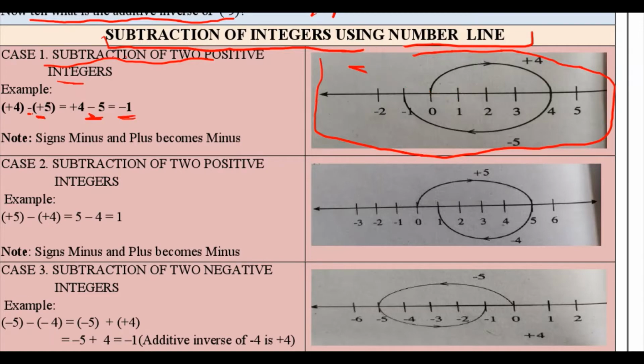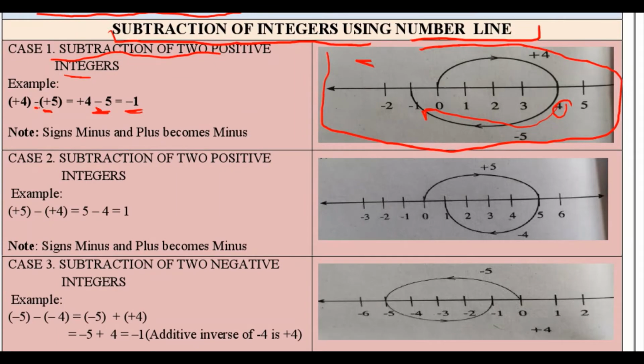They have moved 4 steps from 0 first. As you can see, they have added 4 steps to 0. So they landed at plus 4. Then they have taken 5 steps backwards, so they landed at minus 1. That is how we do it. Note the sign: minus and plus becomes minus. You can see the minus plus signs right here which I have told you about. So these turn to minus to find the additive inverse.